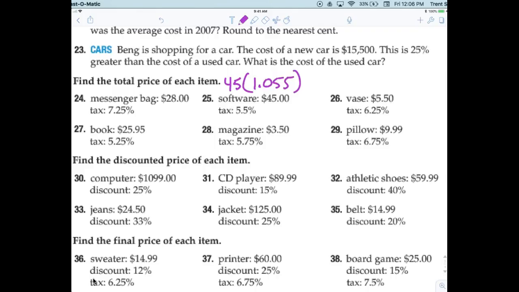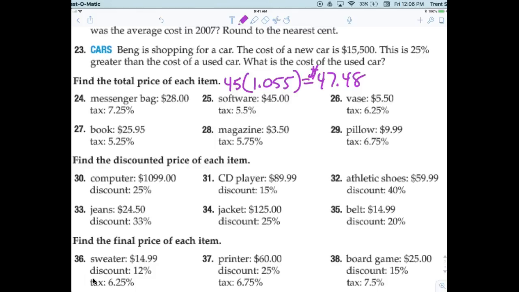45 times 1.055. And do you have a calculator today? Okay, well, type it in quickly. Tell me what the answer is, please. 47.48. Anybody agree with that, please? I got that. You boys in the back, are you agreeing with me? Mm-hmm. Come on now.